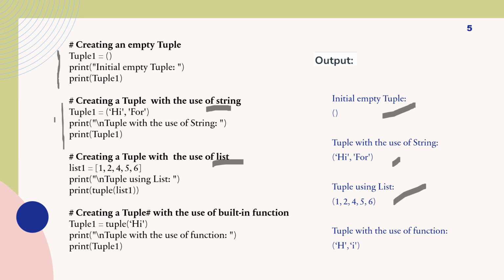So we can also create a tuple with the use of a built-in function. Here you can see the code: tuple 1 is equal to tuple of hi, and if you print tuple 1, it will print hi. That is, it is creating a tuple with the use of the built-in function.